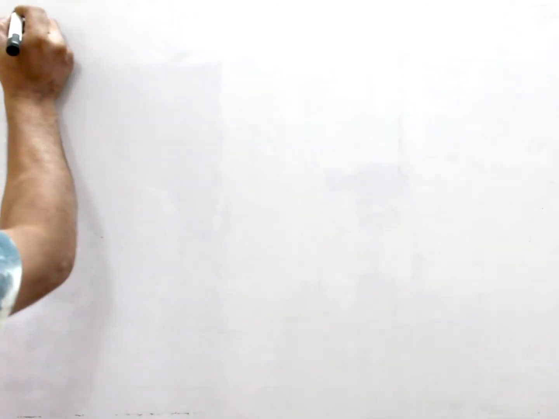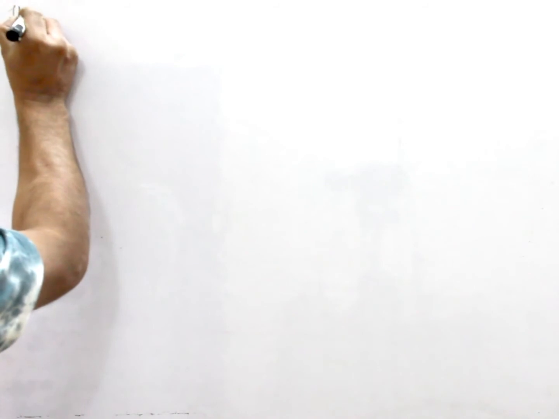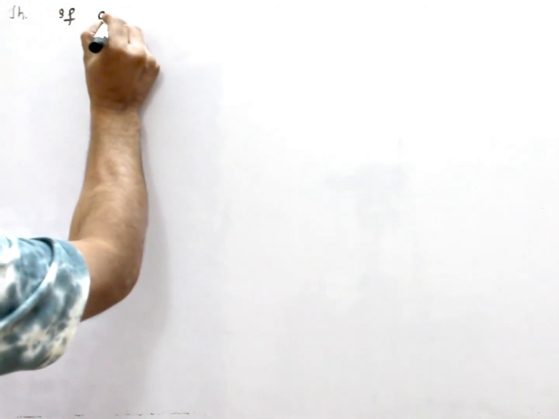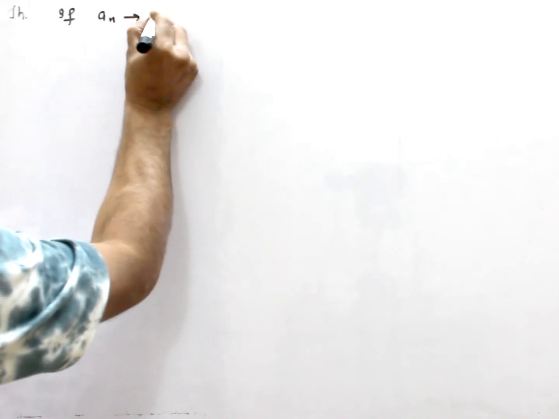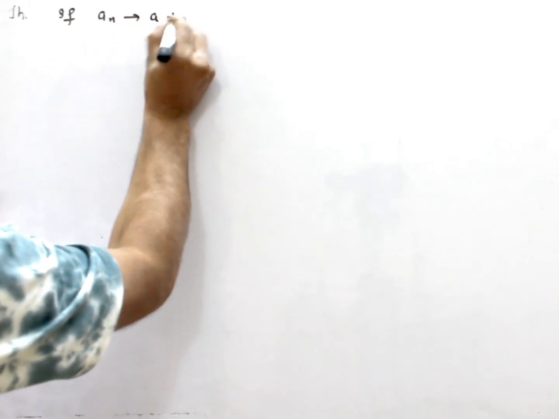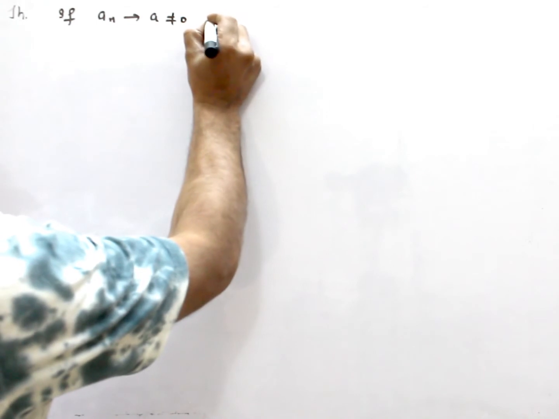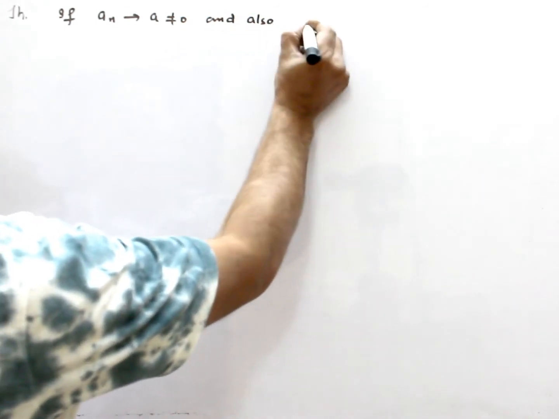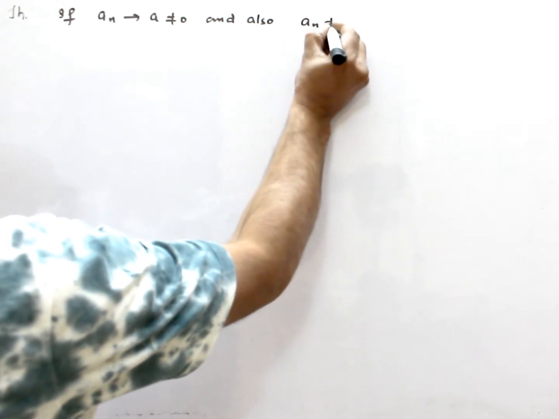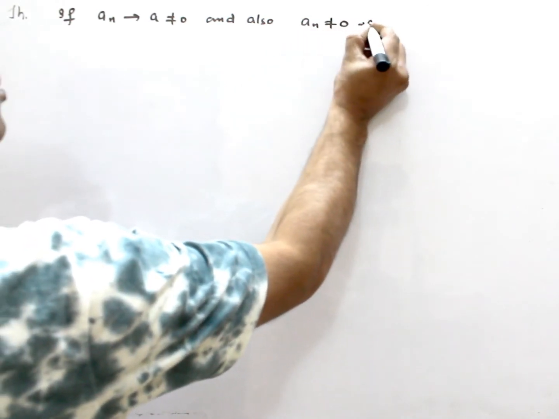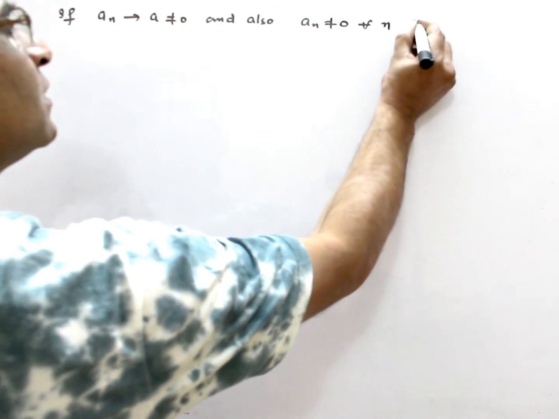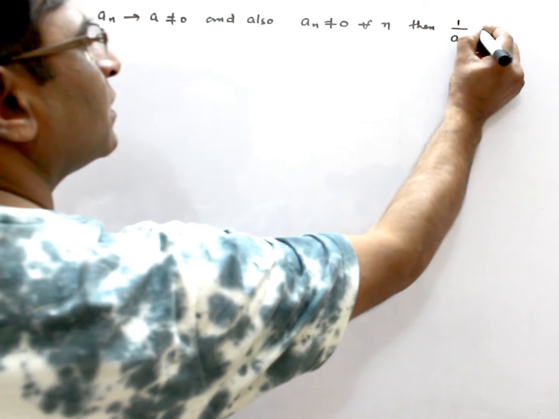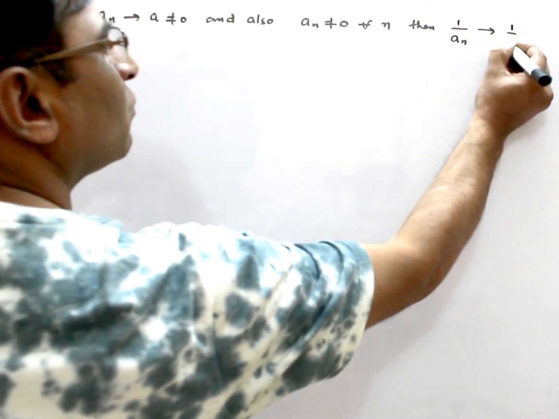Now, theorem: if a_n converges to A and A is non-zero, and also a_n is non-zero for all n, then 1 by a_n converges to 1 by A.